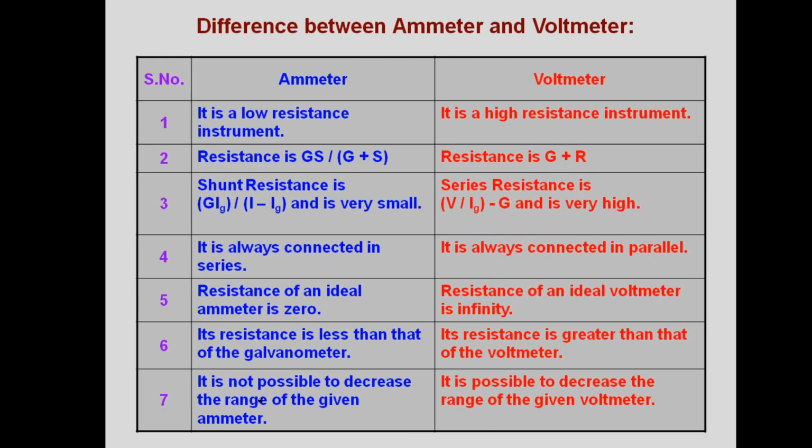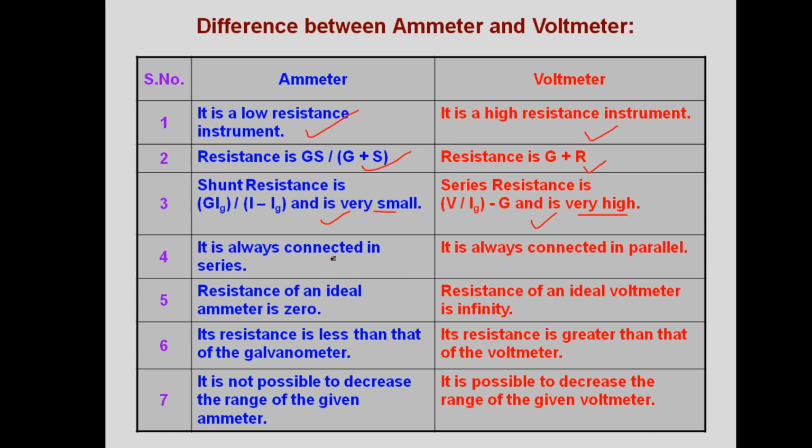The difference between the ammeter and voltmeter is, the ammeter is a low resistance device while the voltmeter is a high resistance device. For ammeter, total resistance is because of parallel combination, product upon sum formula we have used. For voltmeter, because of series combination, total resistance is this. So shunt resistance formula is IgG upon I minus Ig, and here series resistance required is V upon Ig minus G. The shunt resistance used is very small, while the resistance used to convert galvanometer into voltmeter is high.